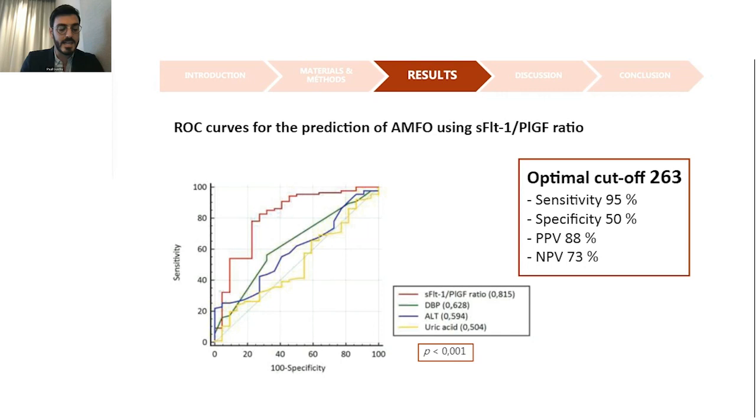The ROC analysis suggested that an sFlt-1-PlGF cutoff of 293 would allow the maximum number of participants to be correctly classified with regard to adverse maternofetal outcomes. This cutoff provided a sensitivity of 95% and a specificity of 50%, with a positive likelihood ratio of 1.9 and a negative likelihood ratio of 0.09.